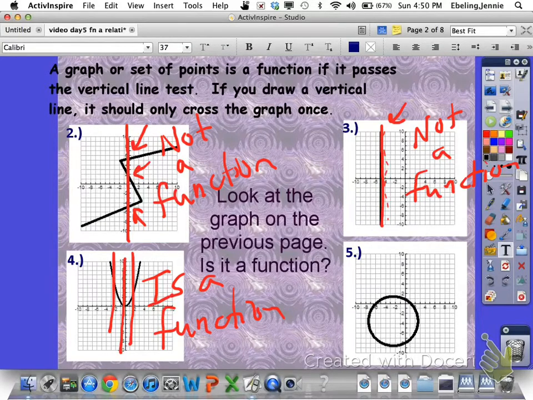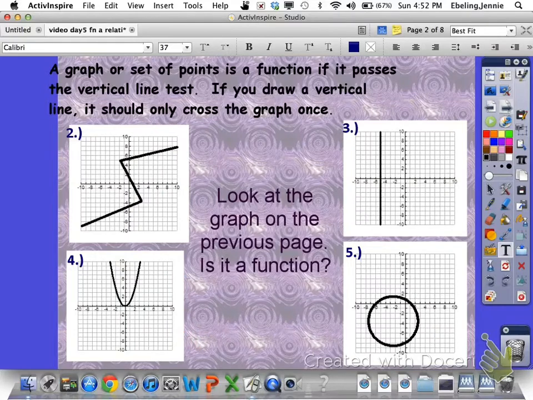And then number 5, if I put a vertical line through it, it's going to hit it twice, and if it hits it twice, this one is not a function. And I use the abbreviation for function as a lowercase f with an n up in the air underlined.